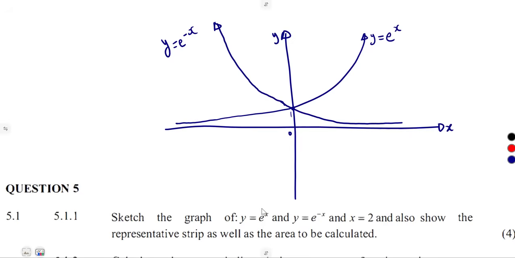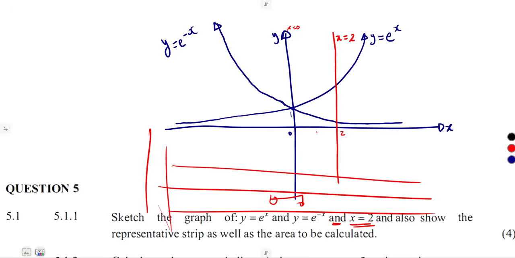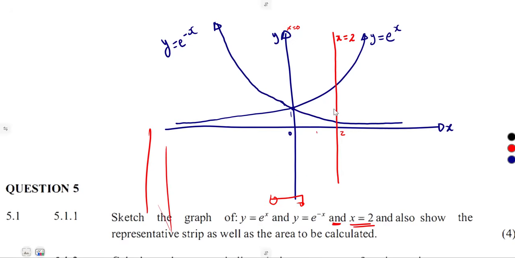But they did not end there. After these two graphs, they said, and x is equal to 2. Remember, the line of x is equal to 2 is the vertical line. From the y-axis, we know this is x is equal to 0. So x is equal to 2. Let's say this is 1, this is 2. It's a vertical line that we're going to have. All right, so that is x is equal to 2. Y is equal to, those are the horizontal lines, okay?